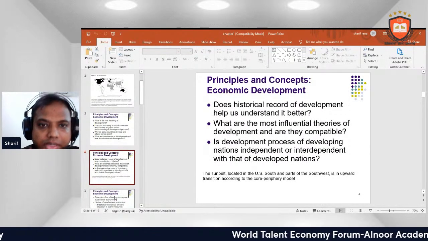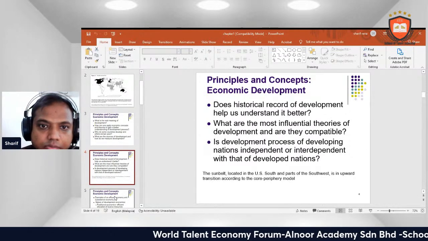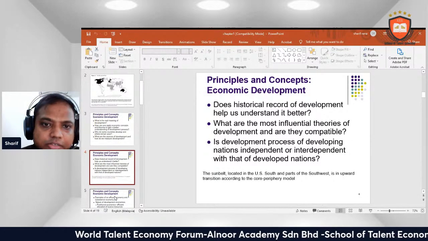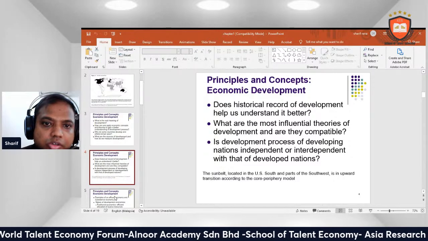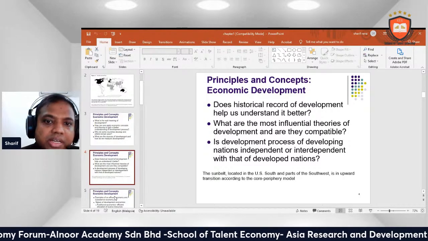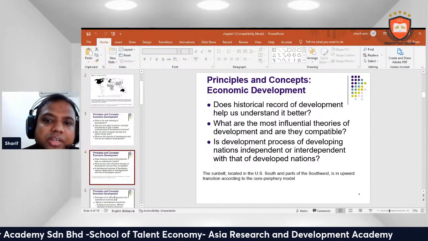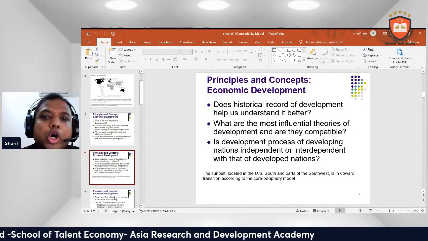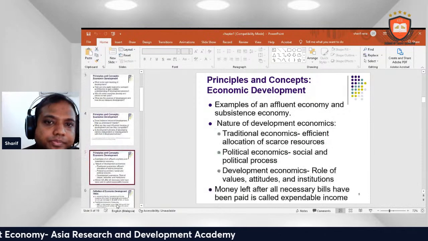Principles and concepts of economic development. Does the historical record of development help us understand it better? What are the most influential theories of development and are they compatible? Is the development process of developing nations independent or interdependent with that of developed nations?